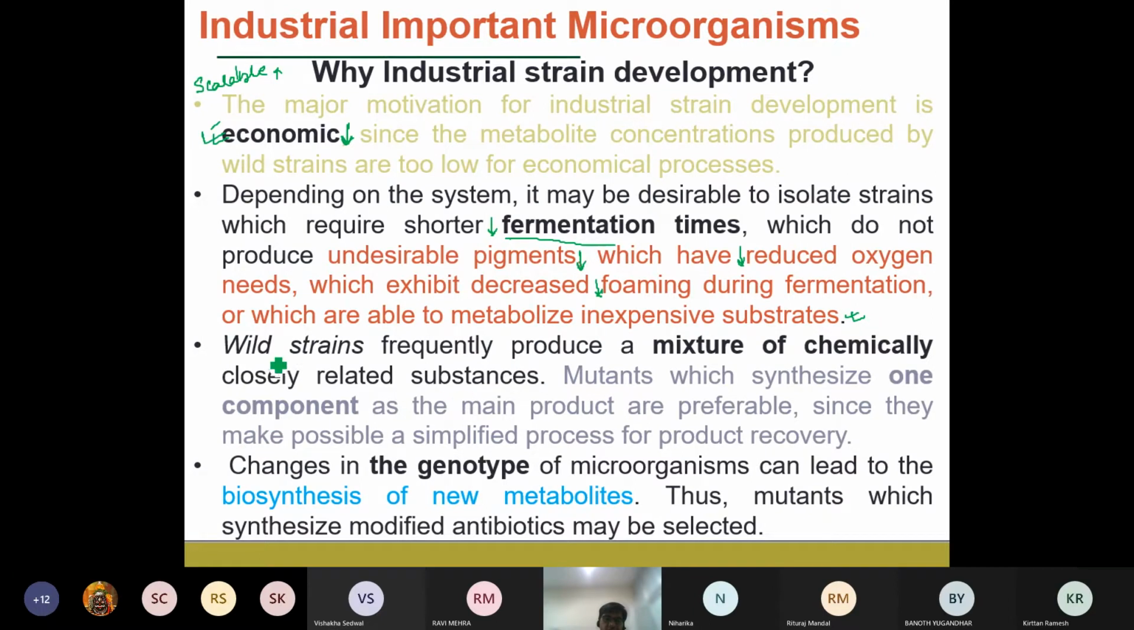And because we know that the wild strain actually produces a mixture of chemically closely related substances, in the case of the mutant, we will see how we can develop a mutant of a wild strain. Once we synthesize the mutant, it is able to synthesize one component as the main product. The byproducts are removed, and only one particular component is produced when you select a mutant of a particular wild strain. And if only one product is produced, then it can easily be recovered. And another thing is the change in the genotype of the organism.